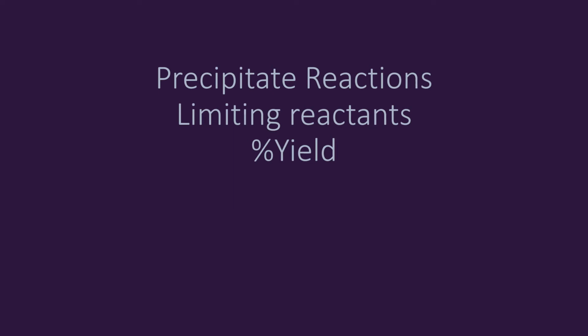Okay, we're going to start with going back over some more on precipitate reactions. And then we're going to talk about limiting reactants and percent yield.